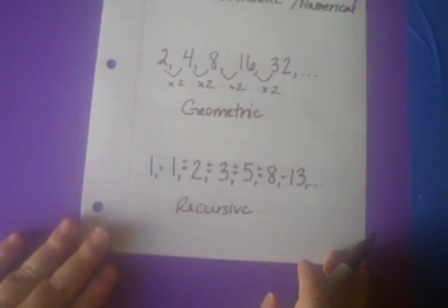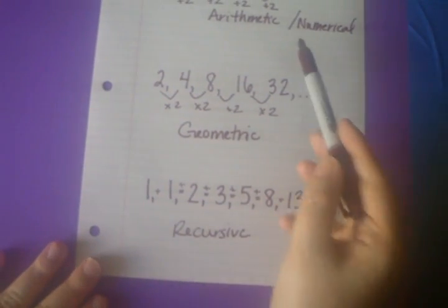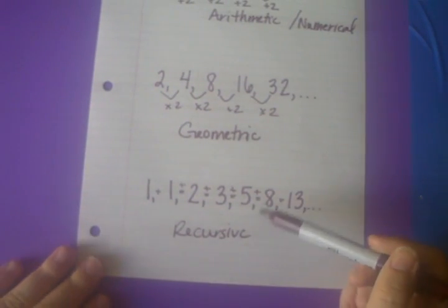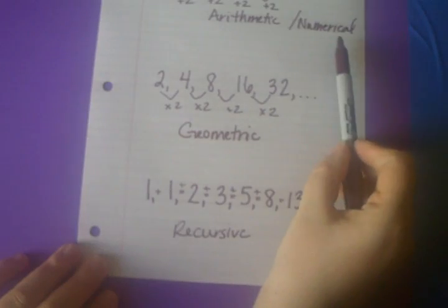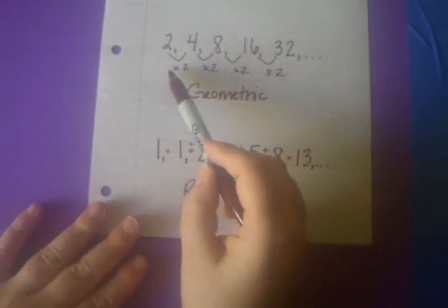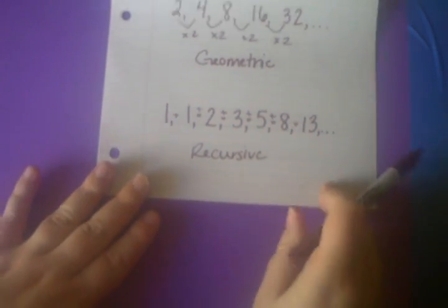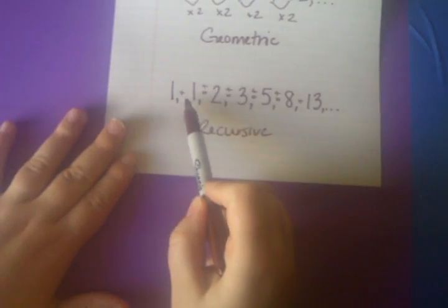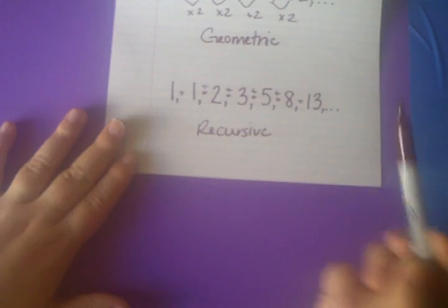And these are the different types of sequences: arithmetic, geometric, and recursive. Arithmetic or numerical is when I add to find the next term. Geometric is when I multiply to find the next term, and recursive is when I add the two terms together to find the term that follows.